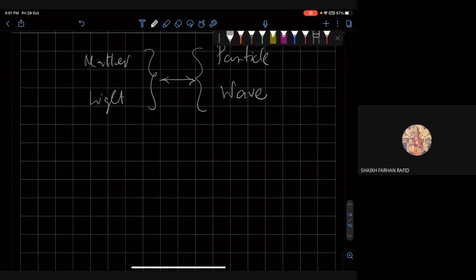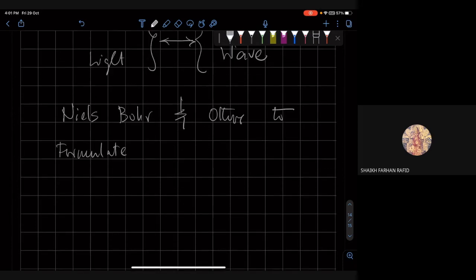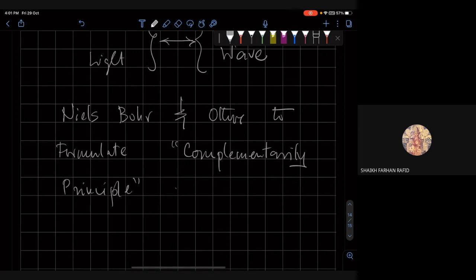So this led Niels Bohr and others to formulate what is known as the principle of complementarity, or complementarity principle, or the wave-particle duality picture.